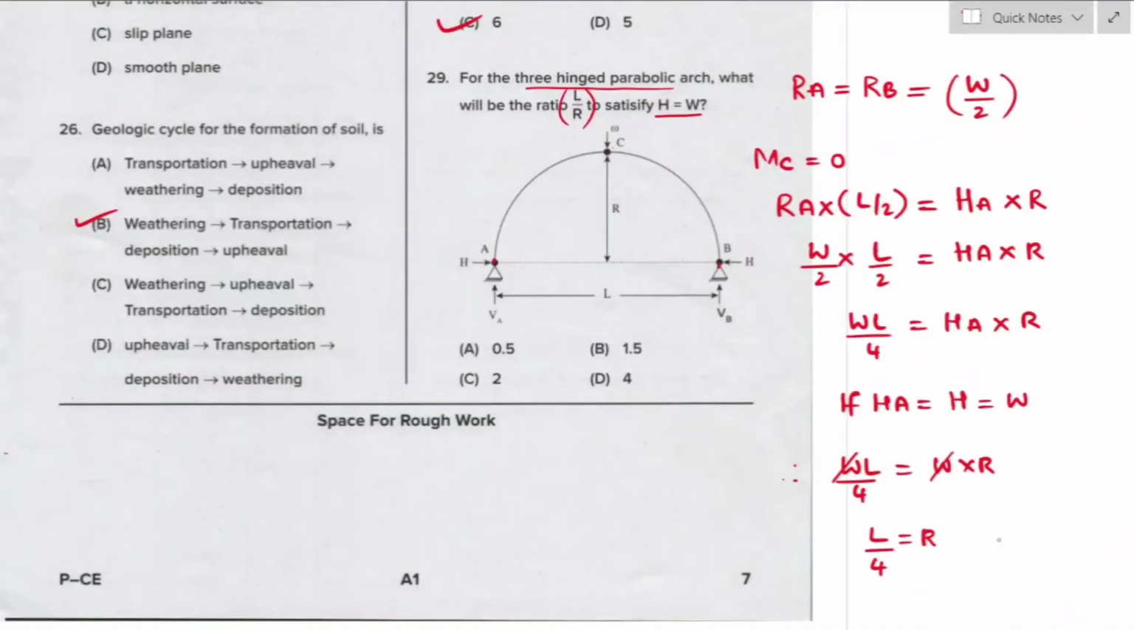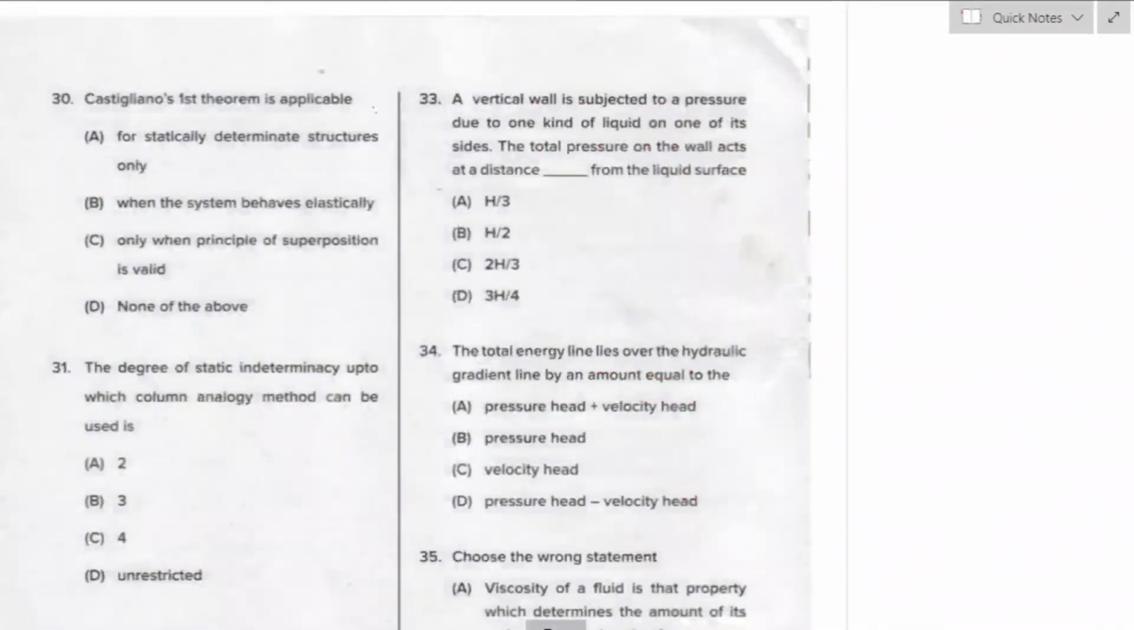So in the question it is asked to find the ratio of L by R. So L by R is equal to 4. So the right answer is option D.